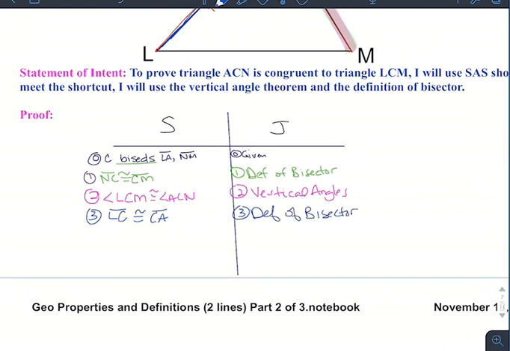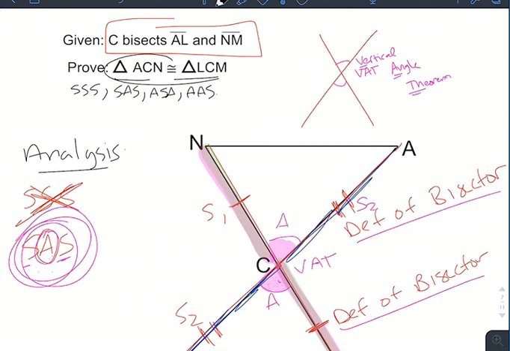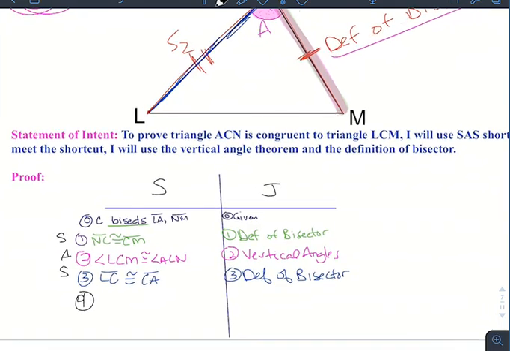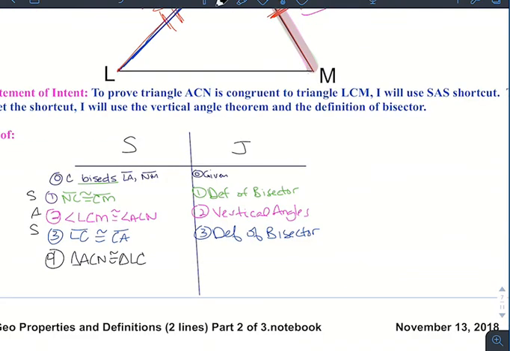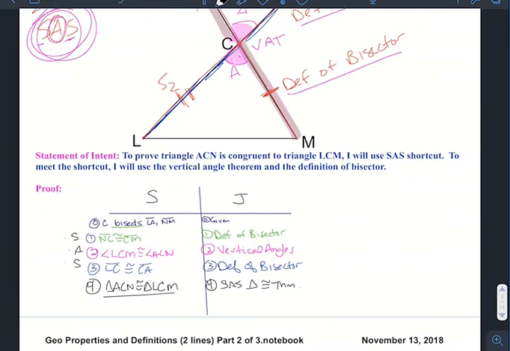Okay, and now that we have our side angle side all marked out, we can make a claim on the triangles, and we should copy the claim from right up here, ACN, LCM. So triangle ACN is congruent to triangle LCM, and the reason being, we just met it right here, the side angle side triangle congruency theorem. Okay, so we met our proof statement. We have a reason why. This proof is officially in the books at about 7 minutes, just under 8.